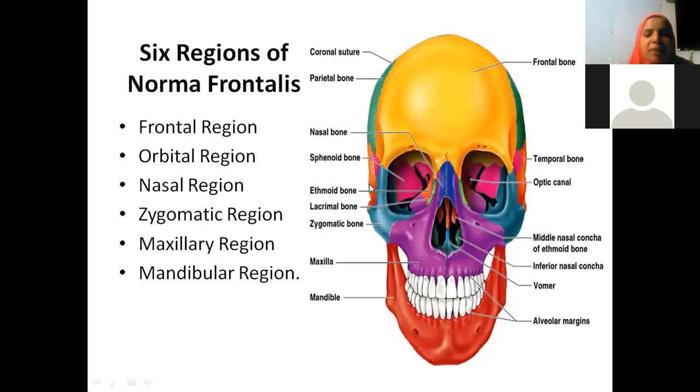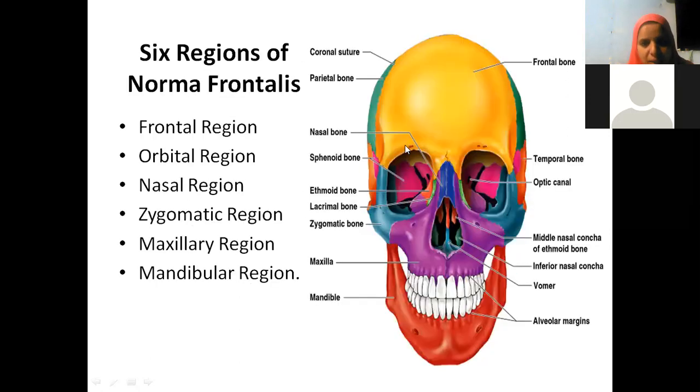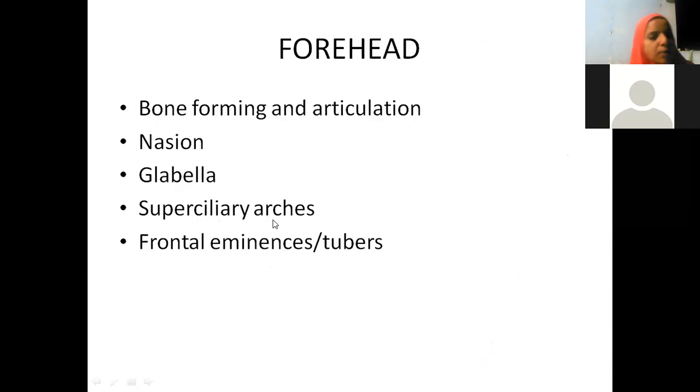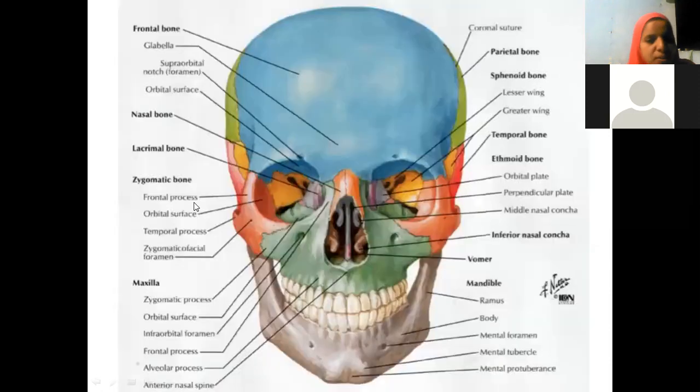So the forehead is basically formed by the frontal bone. There this area is the nasion, and this place is the glabella. And these raised arches are the superciliary arches, where the corrugator supercilii will arise from. And we also have frontal eminences. The most prominent area of the frontal bone is the frontal eminence.